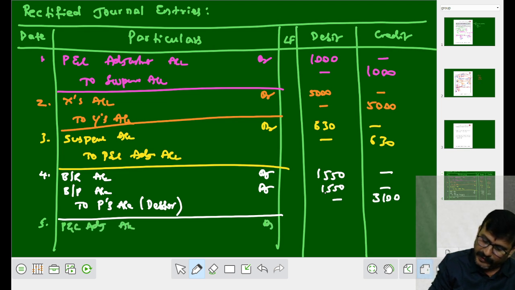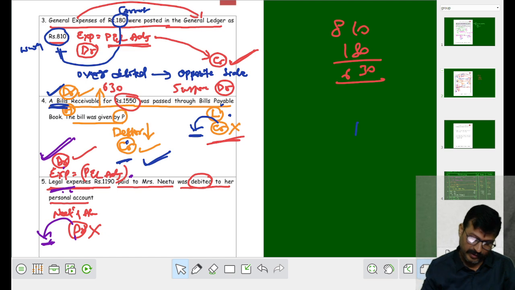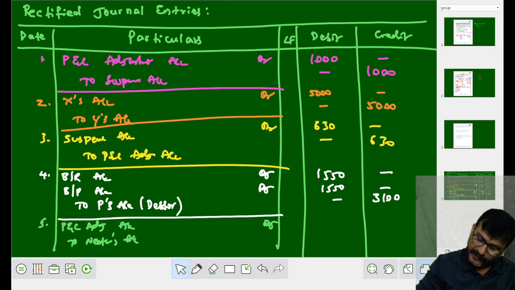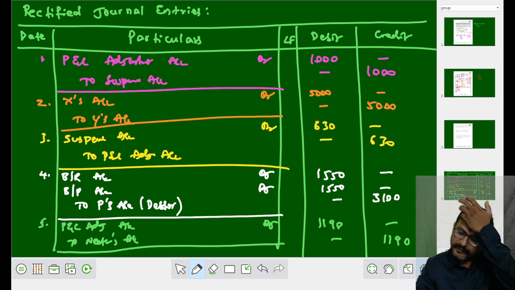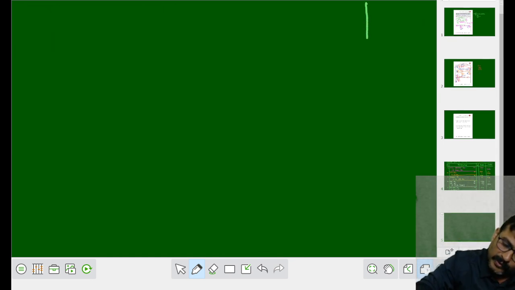P&L adjustment account debit to Neetu's account 1990. Being wrong debit to Neetu's account is rectified.